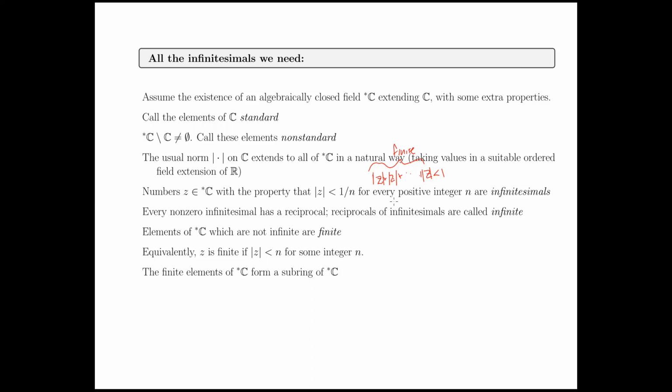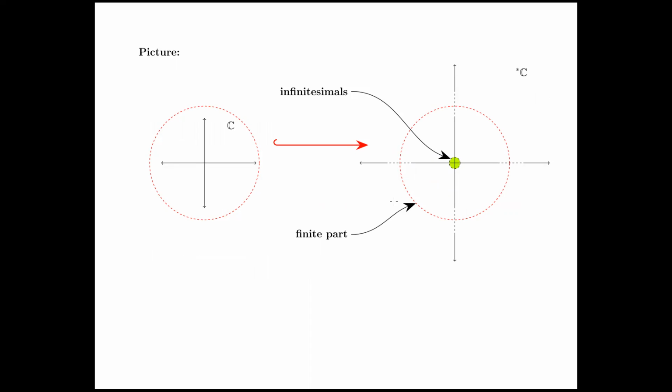Okay. Another screen. Yes. But here's the basic picture. You've got the standard complex numbers sitting inside that red circle, and it's embedded into a bigger field, star C, where the red circle is kind of still there, but there's stuff that's added both on the outside and also on the inside. The stuff on the inside, with maybe more stuff added in, is the finite part. Then the stuff very close to the origin, which I've colored green here, is the infinitesimals. And there's an infinite part I haven't labeled. Here's an infinite part out there. Okay, so that's the infinite stuff out there.